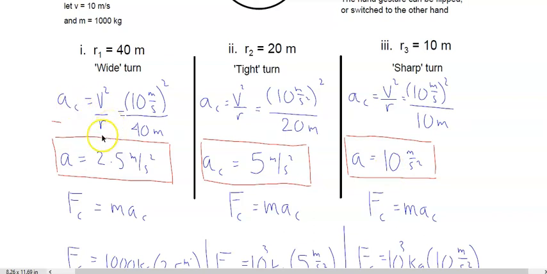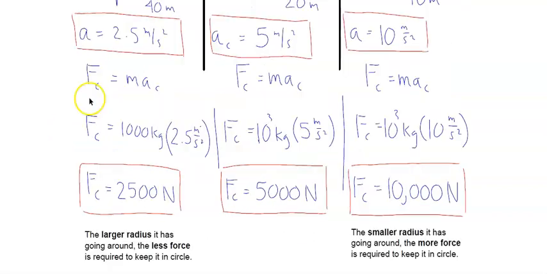Now let's take a look at what happens to the centripetal force required to keep the car on that turn as the radius decreases from wide to sharp. We know that the centripetal force is equal to Fc equals m ac. F equals ma, also m v squared over r.